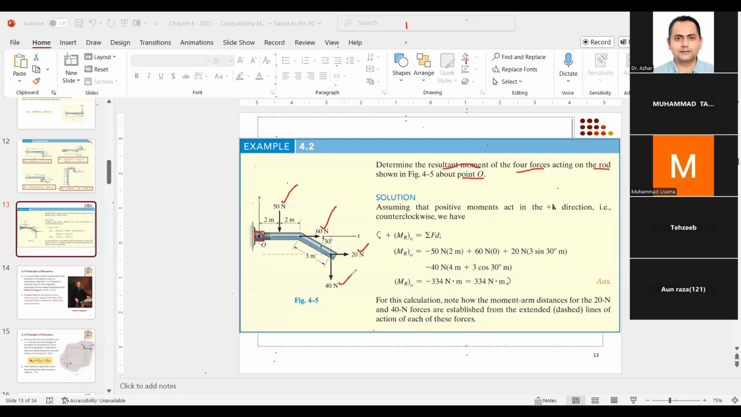So there are 4 forces, and some of them would produce clockwise movement, some counterclockwise movement. Some of them we directly have the distance, and for others we may not have the distance. We have to figure out what the distance is. So this is a good example for understanding several cases in the same problem.